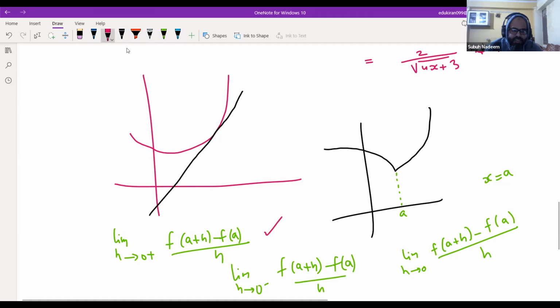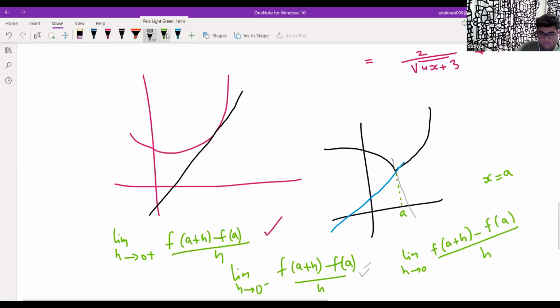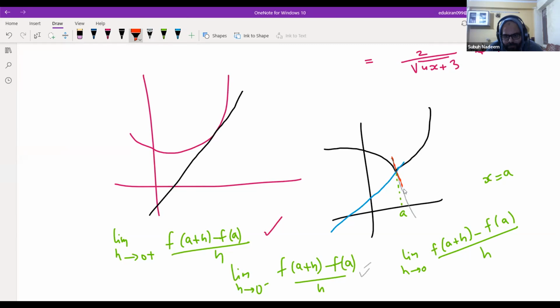If it is 0 plus, it means that the tangent which you are trying to make is coming from the right side. Depending upon the nature of the curve, the tangent from right will be like this. If you are trying to make the tangent from the left, h is 0 minus, then seeing the nature of the curve, the tangent will behave like this. So one tangent is like this, and one tangent is like this. This is a tangent here, and this is a tangent here.